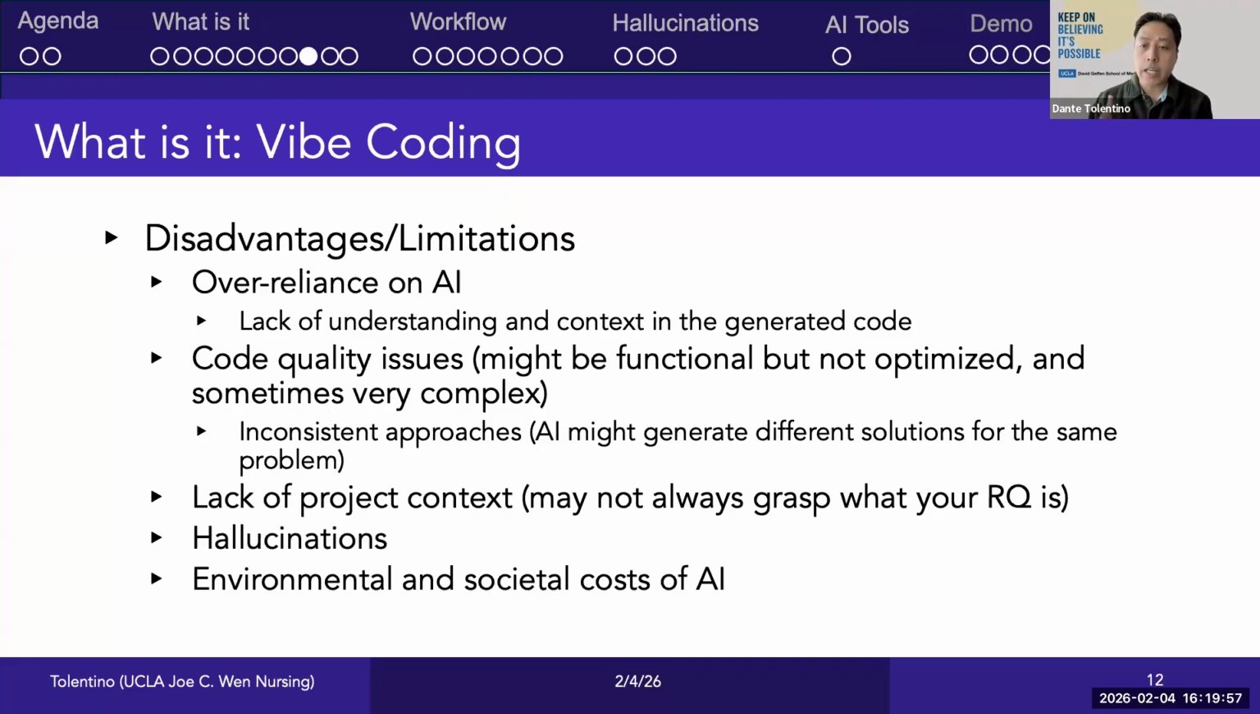And so prompt engineering skills are really becoming an important skill to have when you're vibe coding or even when you're using any of these generative AI tools. This leads to very inconsistent approaches in vibe coding, where AI might generate different solutions for the same problem. That will be a big issue, especially if you're trying to understand the code being generated by vibe coding.